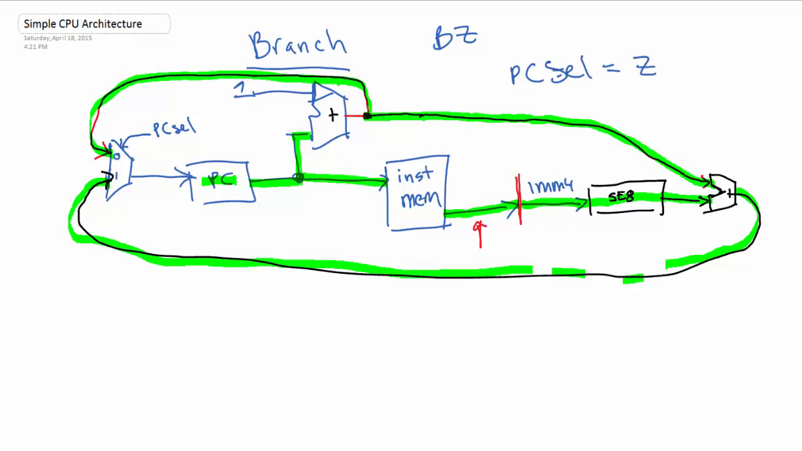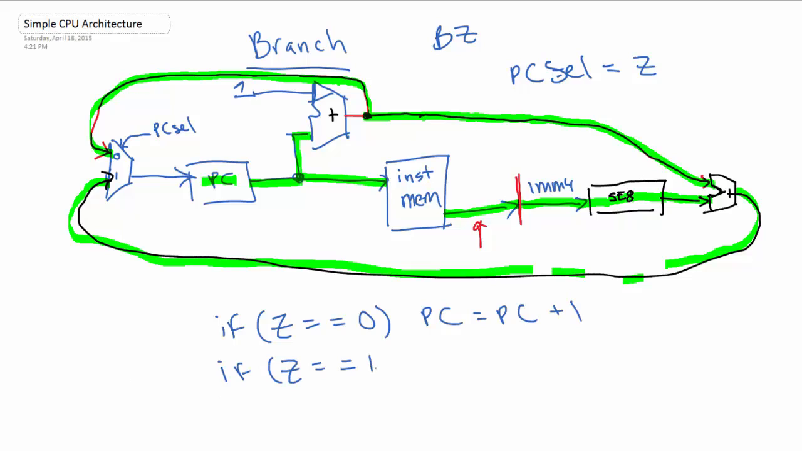If Z is 0, then we're just increasing the program counter as normal. So we'll write that down. If Z is 0, then PC equals PC plus 1. But if Z is 1, then PC equals PC plus 1 plus sign extend 8 of immediate 4. Okay?